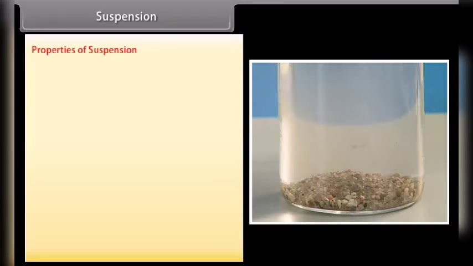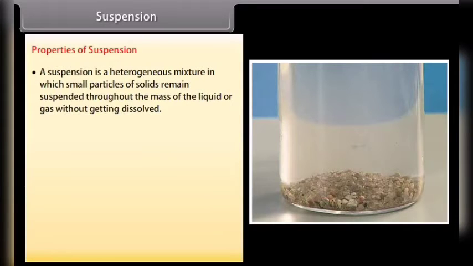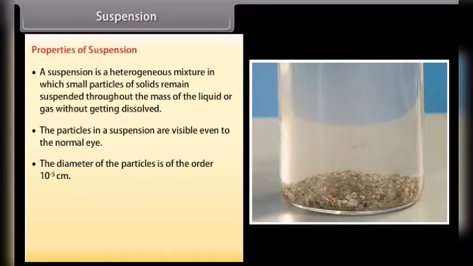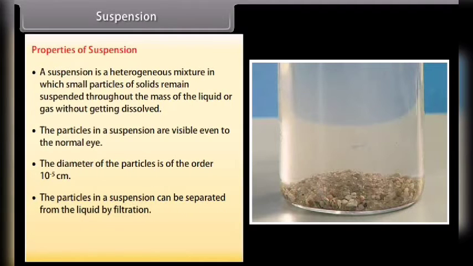Properties of suspension. A suspension is a heterogeneous mixture in which small particles of solids remain suspended throughout the mass of the liquid or gas without getting dissolved. The particles in a suspension are visible even to the normal eye. The diameter of the particles is of the order 10 raised to the power minus 5 cm. The particles in a suspension can be separated from the liquid by filtration. The particles of a suspension will settle down on standing.